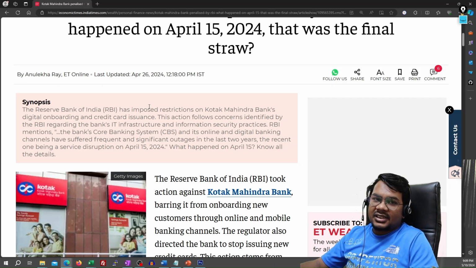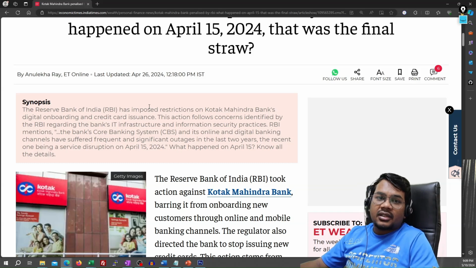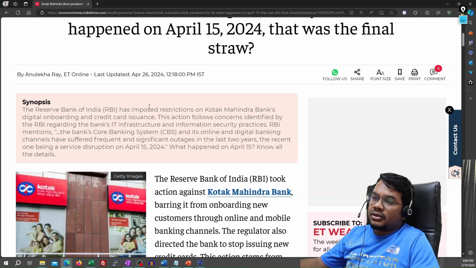One of the major setbacks is that they will not be able to onboard any new credit card customers also. So now let's talk about how big a player Kotak Mahindra Bank is in the credit card domain. To understand that, we must look into a proper data source, that is an RBI data source. How do you find the RBI data source on the credit card market in India?